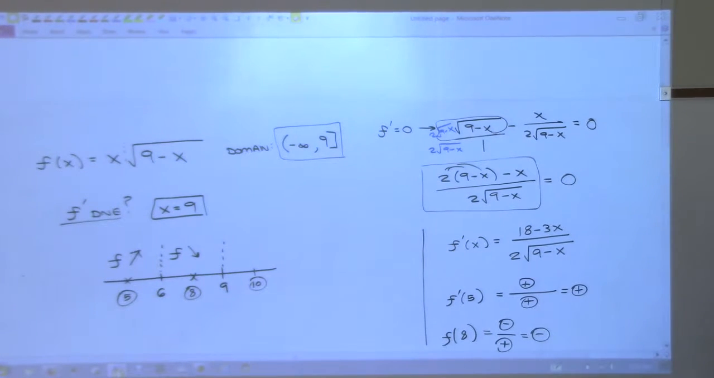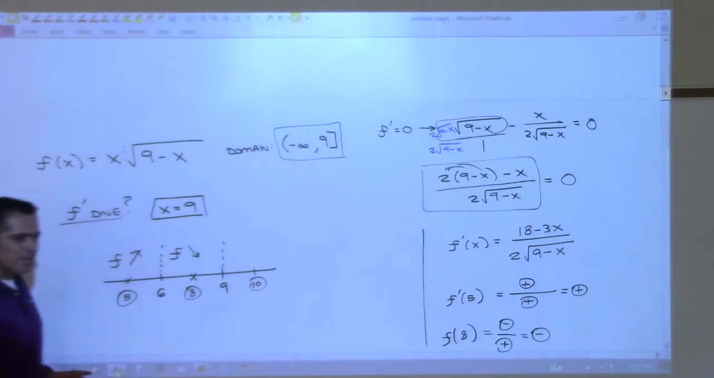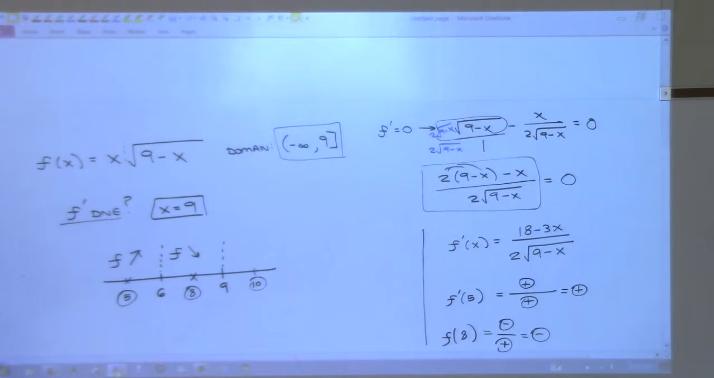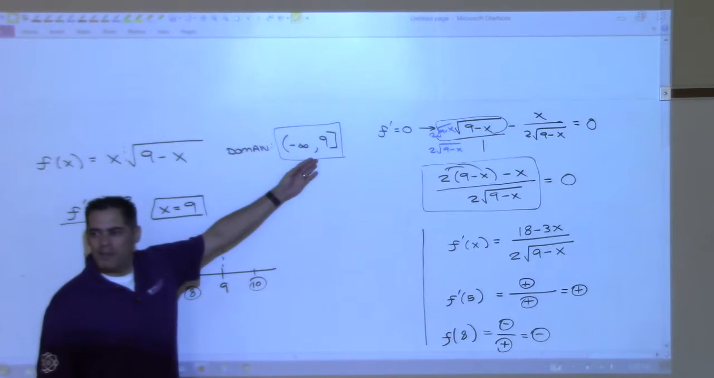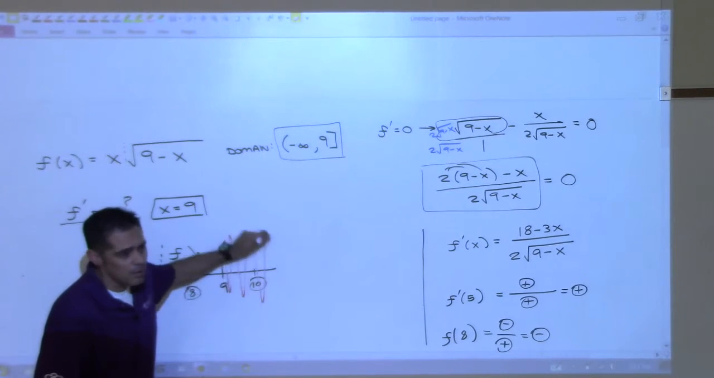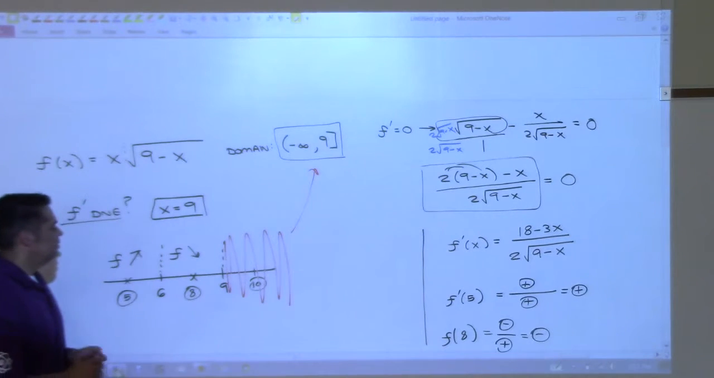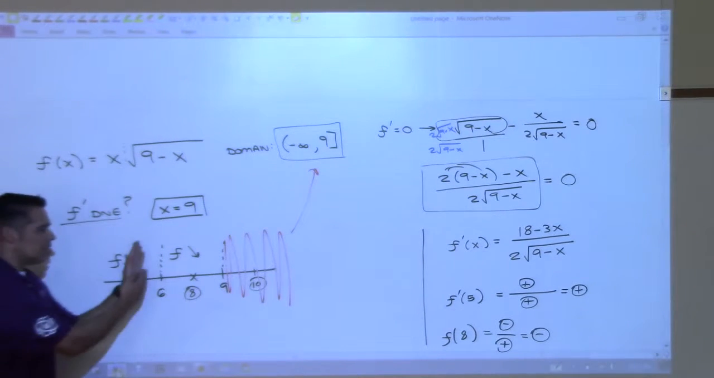So 10, remember how we drew our number line and we picked these points and we had picked 10? And we really didn't say anything about it when we did it. But remember, the original domain of the function stops at 9, doesn't it? So that means you don't need to look over here. You can't look over here because of this. Which means really we only had one critical number.